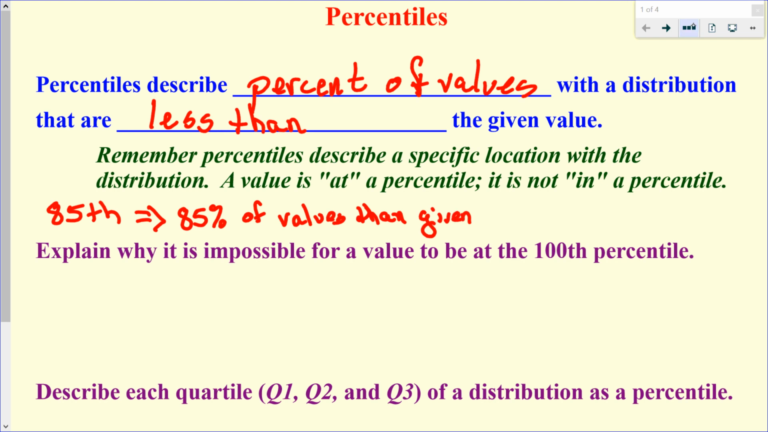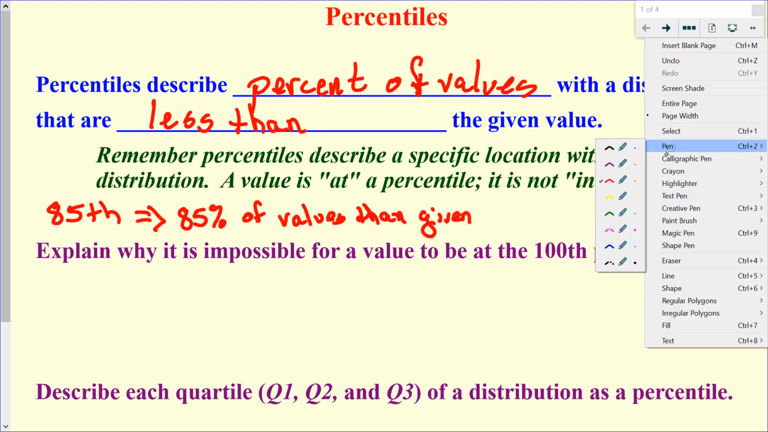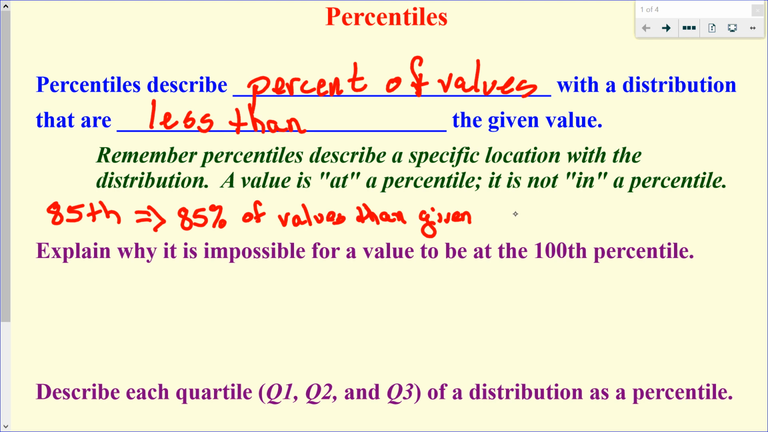If we were looking at the 22nd percentile, so the 22nd percentile was 300. So if the 22nd percentile was 300, then 300 is greater than 22% of the values. So 22% of the distribution is less than 300.